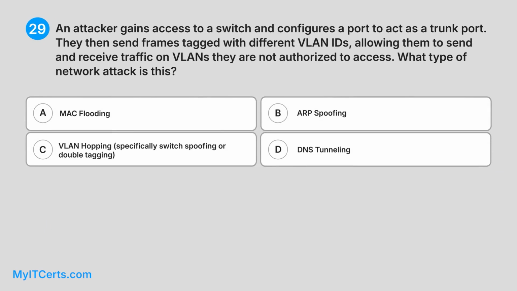29. An attacker gains access to a switch and configures a port to act as a trunk port. They then send frames tagged with different VLAN IDs, allowing them to send and receive traffic on VLANs they are not authorized to access. What type of network attack is this? A. MAC flooding. B. ARP spoofing. C. VLAN hopping. Specifically, switch spoofing or double tagging. D. DNS tunneling.